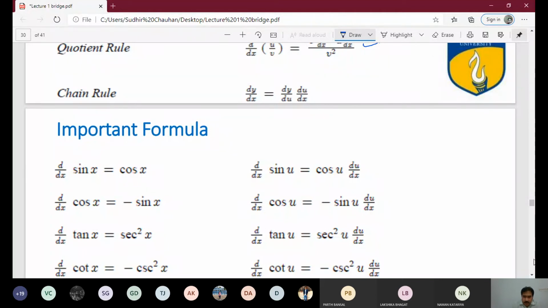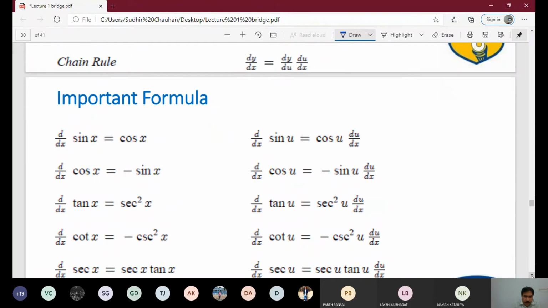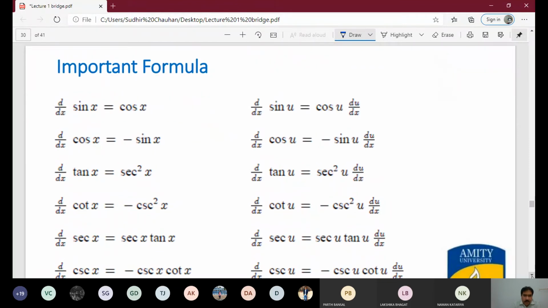Here we have some important formulas. dy by dx of sin x is equal to cos x. So if we write the differential of sin u, then using the chain rule it is the differential with respect to u, that is cos u, times du by dx. Similarly, d by dx of cos u, we first differentiate cos with respect to u, that is minus sin u, and then differentiate u with respect to x. So similarly we can write all these formulas.